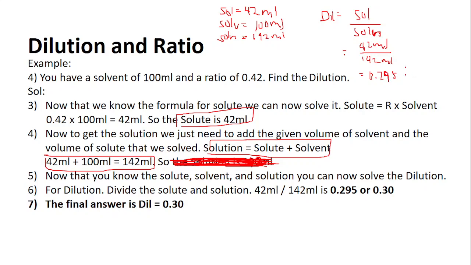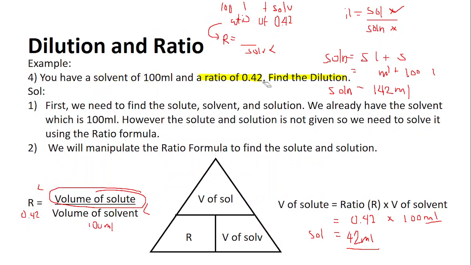0.295 or 0.30. Again, in our class, we use 2 decimal places. Okay, 2 decimal places in the final answer, class. So, you round it up. I guess all of you know the rules for rounding up and rounding down. So, 0.295, the 5 is the deciding digit, so we round up to 0.30. The final answer for dilution is 0.30. Okay, so that is it, class. That is the step by step, if the ratio is given and you are asked to find only the dilution.